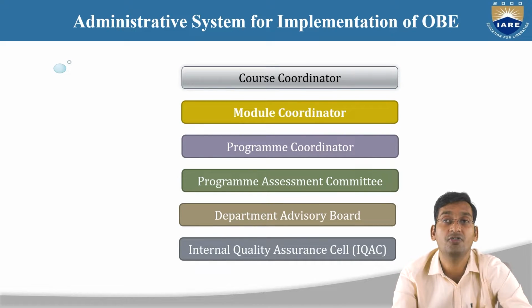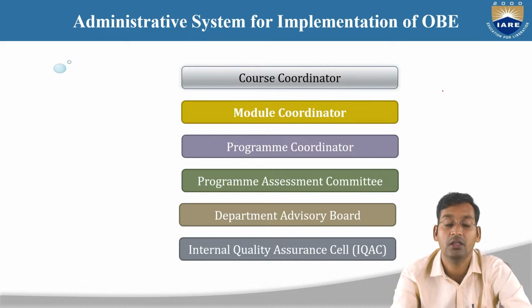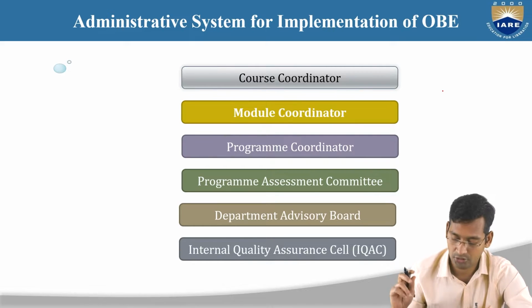Then the program coordinator: how effectively OBE will be handled is by the program coordinator. Then the program assessment committee. For assessment, what should be in the assessment? They have a separate committee, the program assessment committee. Then the department advisory board. Another separate board is there to advise or suggest how to improve things. The next is the internal quality assurance cell, IQAC. This cell will see whether the purpose is being achieved or not.